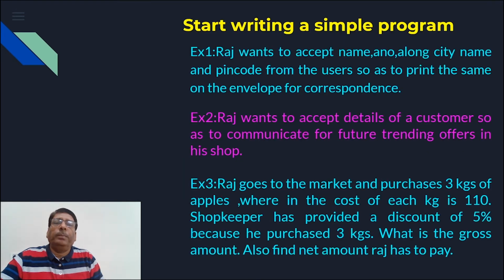Let's go with an example over here. Example 1. See the problem scenario. Raj wants to accept name, account number along with the city name and the PIN code from the users, so that he wants to print the same on the envelope for correspondence. So he wants to print the name and the address of the customer or a person, so that he can use it after printing to paste it on an envelope, and then he can post it and have a communication with that particular person.